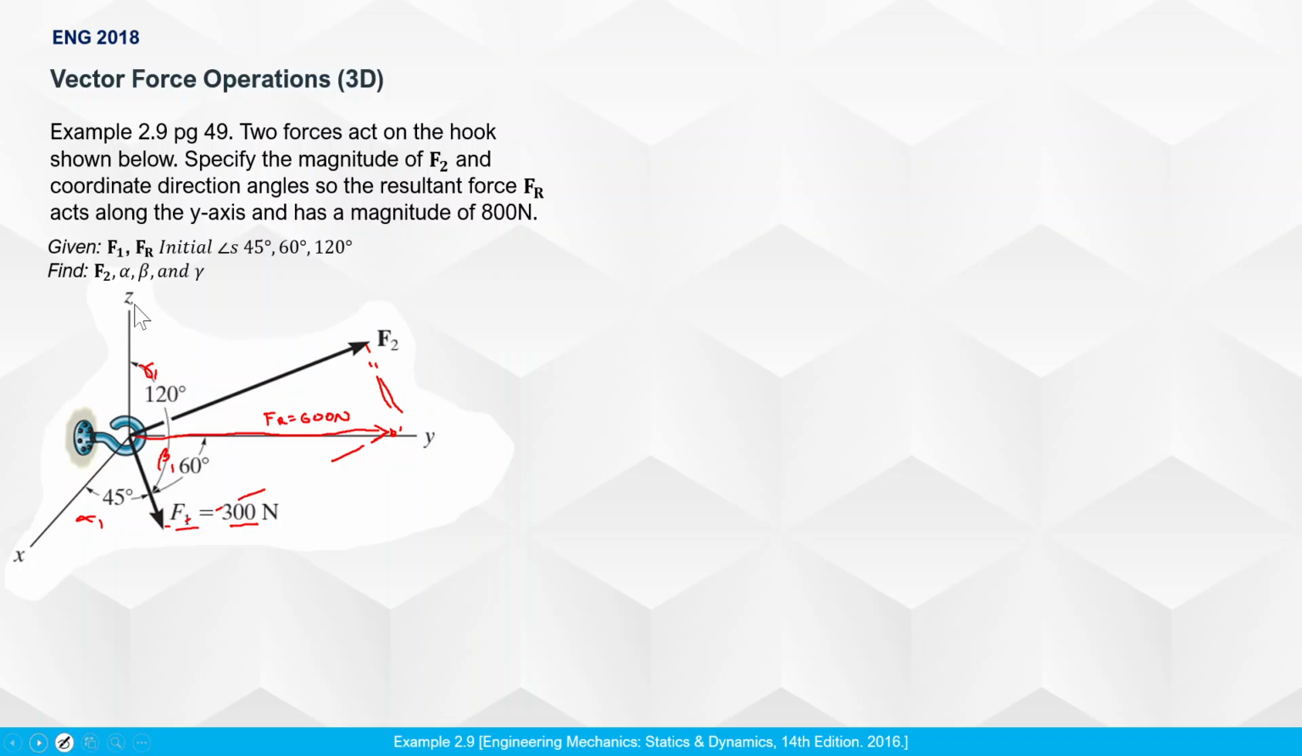So we know na meron tayong given nun with its respective angles. And then of course, ang kailangan natin dito is yung magnitude ng F2. So yung force vector F2 natin yung unknown dito. Kailangan natin yung magnitude and yung coordinate direction angles niya. So we're here to look for alpha, beta, gamma, 2.